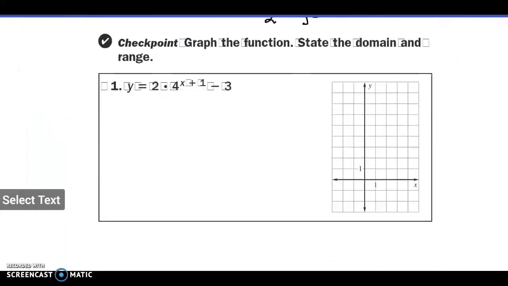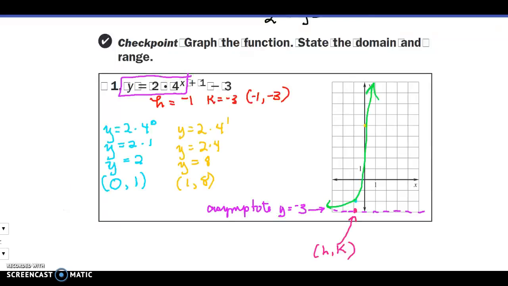Down here below, there's a checkpoint for you to practice on your own. So I'm going to ask you to pause the video, graph this on your own, and then turn the video back on, and you can check it against my work.